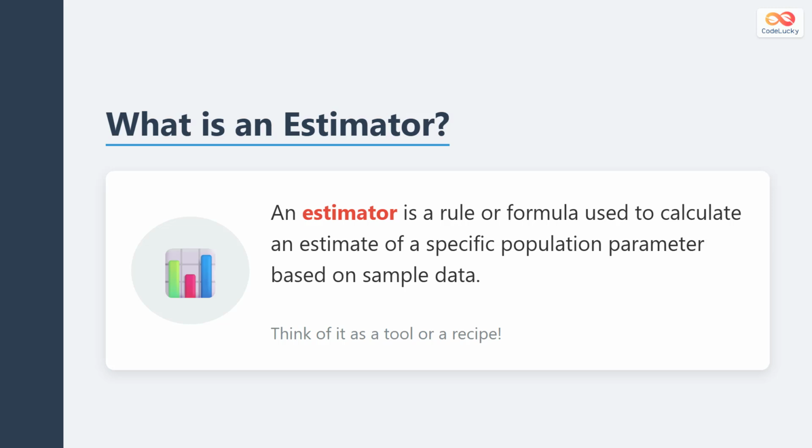First, let's define what an estimator actually is. Simply put, an estimator is a rule or a formula that we use to calculate an estimate of a specific population parameter based on the data we have collected. You can think of it like a recipe. The ingredients are your data points, and the estimator is the set of instructions that tells you how to mix them together to get a result.